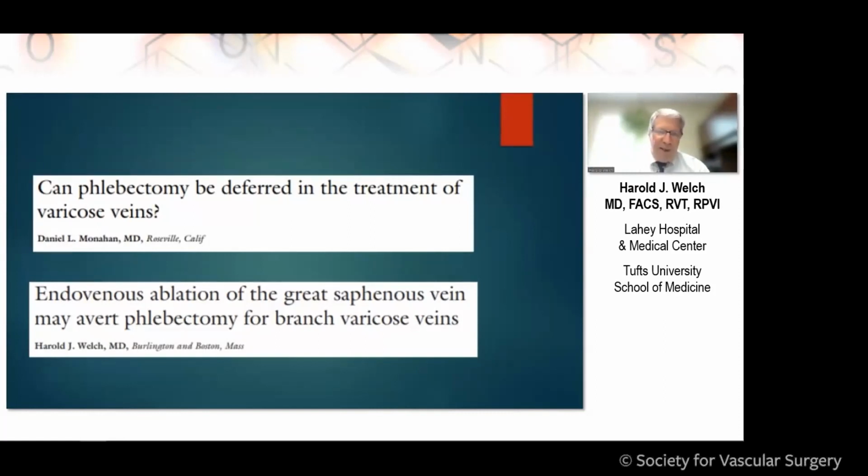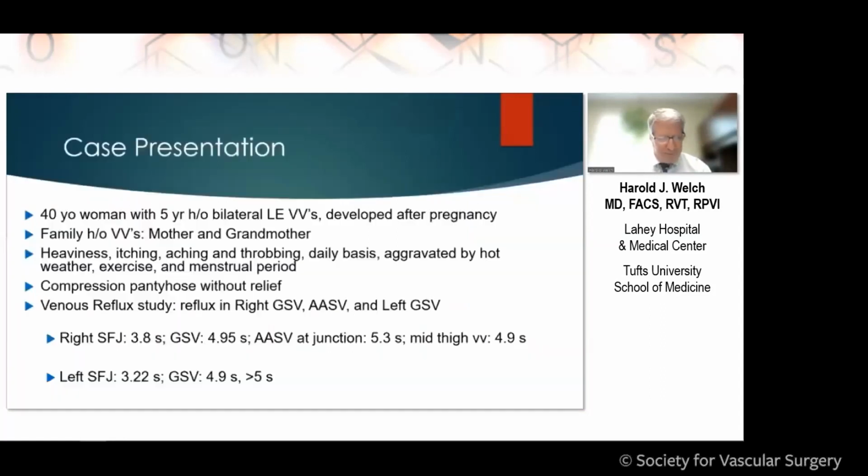This was followed up a year later with a paper I wrote published in 2006 in JVS, where 184 RFAs were performed, again with the first generation ClosurePlus catheter. 7 patients had concomitant phlebectomy. Of the remaining 177, there were 101 patients with complete ablation of the great saphenous vein, and of those, 65% had symptom resolution and no further therapy.